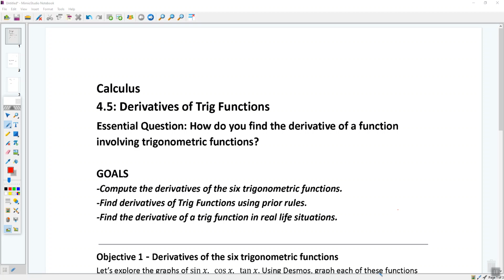Guys, we're going to start looking at derivatives of trig functions. Now, if you recall, what were the 6 basic trig functions? Sine. Okay, so sine, cosine, and tangent.